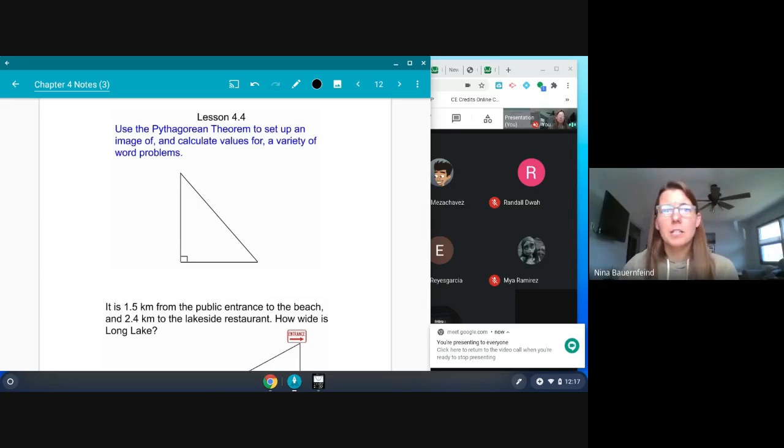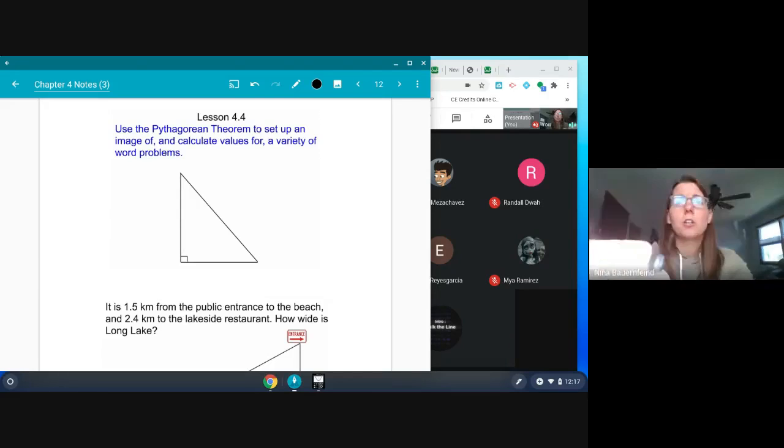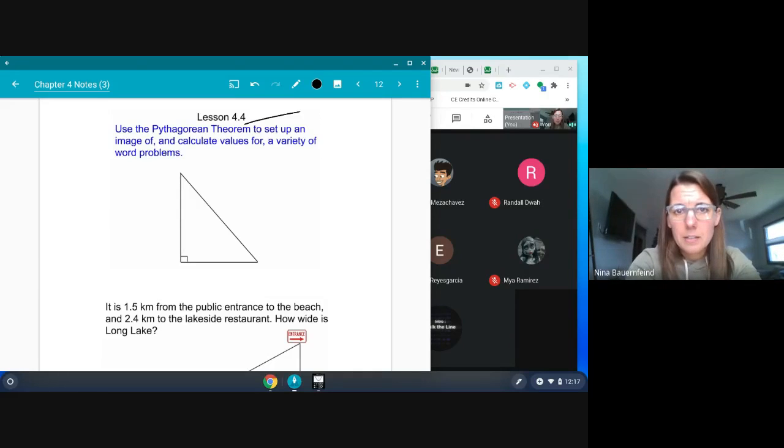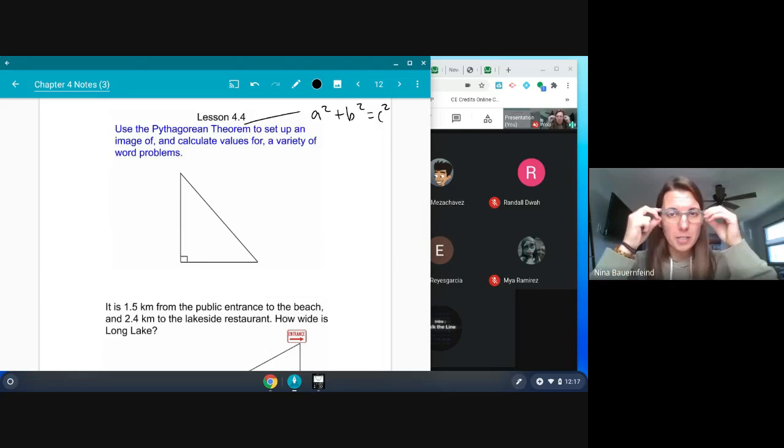Okay, so lesson 4.4 is again using the Pythagorean theorem, which, just as a reminder, is a squared plus b squared equals c squared. That's the Pythagorean theorem, to set up an image of and calculate values for a variety of word problems. So basically, we're going to use the Pythagorean theorem to solve some word problems.